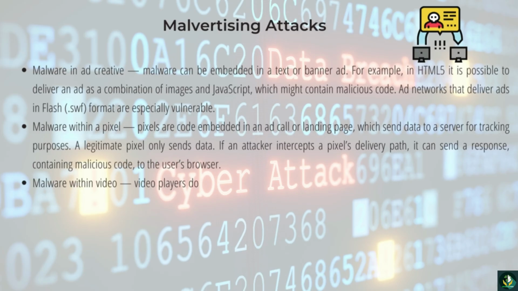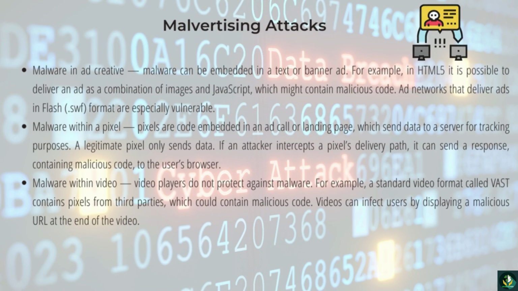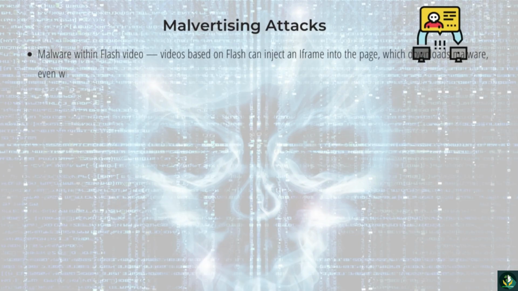For example, a standard video format called VAST contains pixels from third parties, which could contain malicious code. Videos can infect users by displaying a malicious URL at the end of the video. Malware within Flash video: videos based on Flash can inject an iframe into the page, which downloads malware even without having the user click on the video.